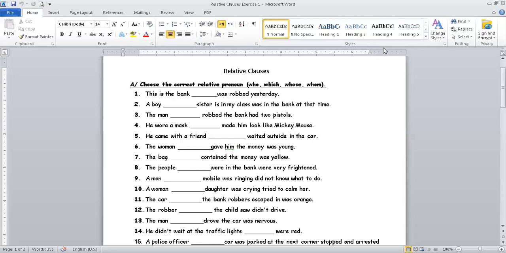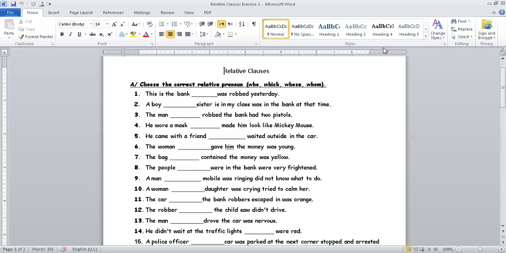Whom is used also for people. It replaces only object pronouns. Be careful. Whom replaces only object pronouns. Whose is used for possession, and it's always followed by a noun. That is used for both people and things, and it replaces subject and object pronouns.